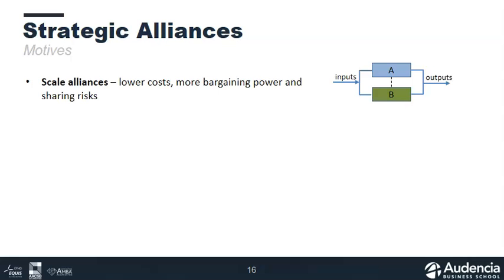We can have scale alliances where organizations combine in order to achieve necessary scale. This can provide us, for example, economies of scale in production. It can also provide us economies of scale in terms of inputs. If we're larger because we've made an alliance, we can maybe negotiate our inputs better. And that's the first motive for an alliance. So it basically gives us lower costs or bargaining power.